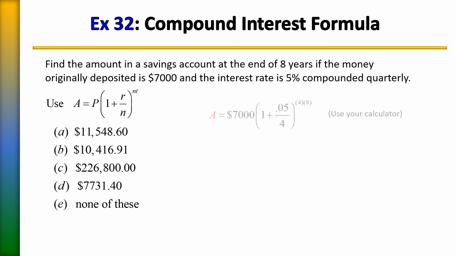So plugging in everything we know, at this point, you could just use your scientific calculator or graphing calculator and just simply do all of this in one input. Type in 7,000, parentheses 1 plus 0.05 divided by 4, close parentheses, raised to the 32 power, because 4 times 8 is 32. And the calculator will give you the value. You don't have to do that by hand. And the value you should get is $10,416.91 once you round it to the nearest cent. There you have it, compound interest formula.